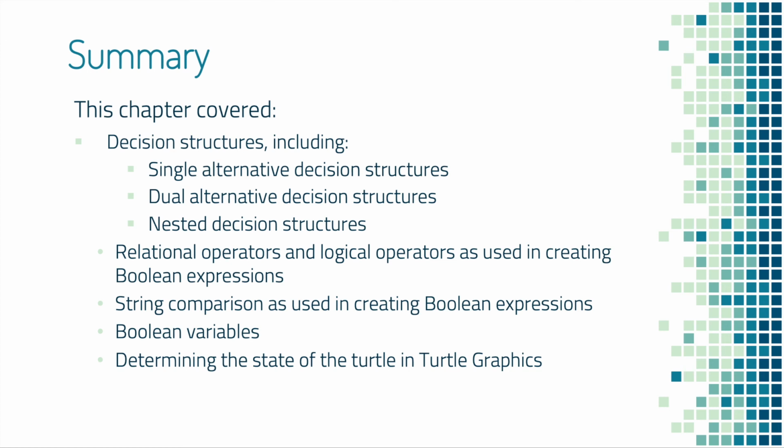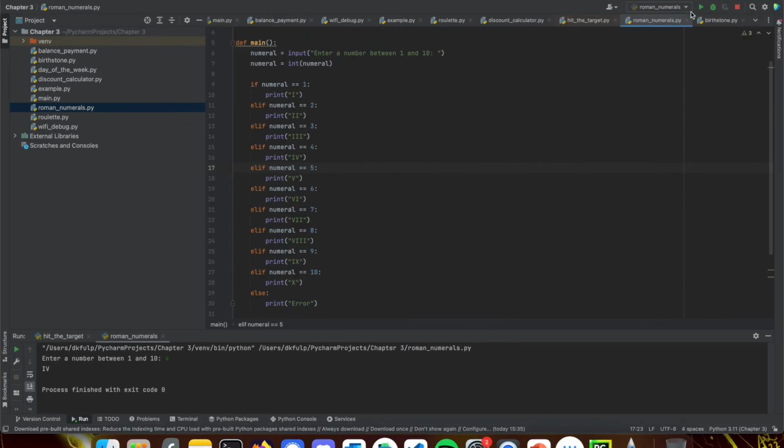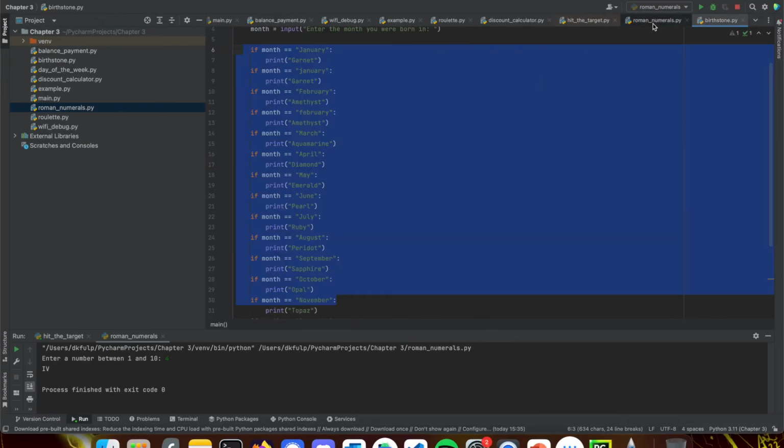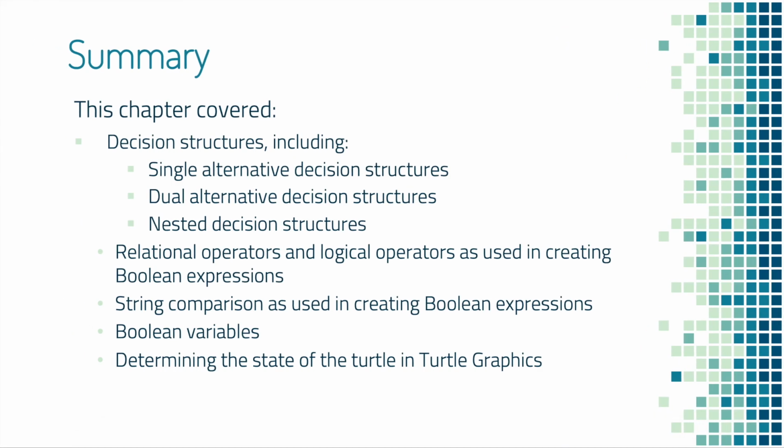All right, so in total, in this chapter, we've covered decision structures, including single alternative, dual alternative, and nested decision structures. We've also covered relational operators, logical operators, and created more complex Boolean expressions. We've talked about string comparisons, Boolean variables, and we also determined the state of the turtle in turtle graphics. In the next chapter, we'll be talking about repetition structures. Instead of having to copy and paste code a lot like we had to do over here with all these if statements, we can use some kind of repetition, repeatedly doing the code without actually having to write it.